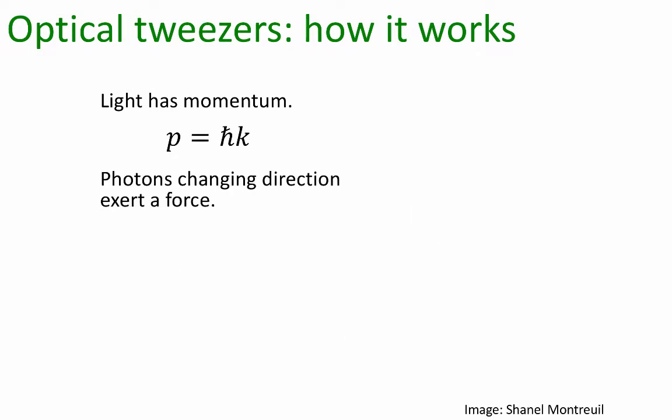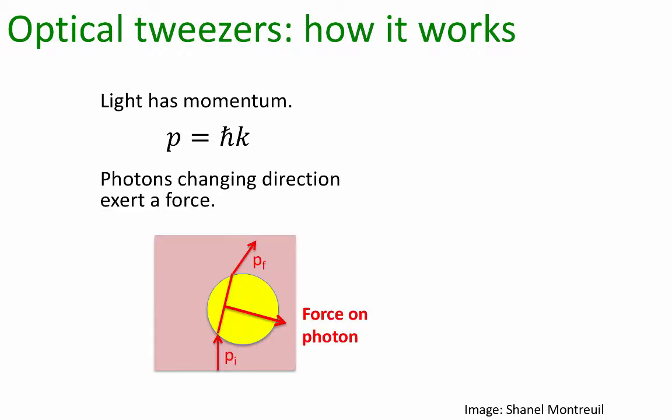All right, so if light has momentum, then when photons change direction, they exert a force. So let's examine how photons change direction as they travel through something spherical. Imagine a photon that has an initial momentum in this direction. It bends as it travels into a different dielectric medium. We assume that the medium of the sphere is higher. The index of refraction is greater than the index of refraction of the surrounding medium. And so it bends. And then when it leaves this sphere, it will again change direction.